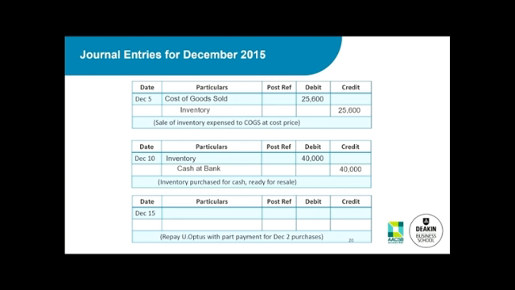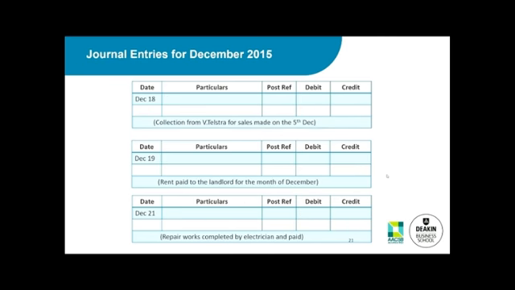On the 15th, we pay our Optus account. So the account payable goes down, so that means we debit it. And our bank account goes down as well, so we credit that one. On the 18th, we make some sales for cash. So the bank account goes up, so that's a debit, and the accounts receivable gets credited.